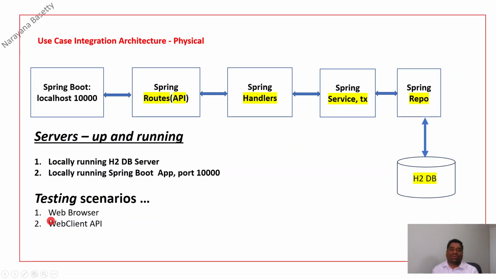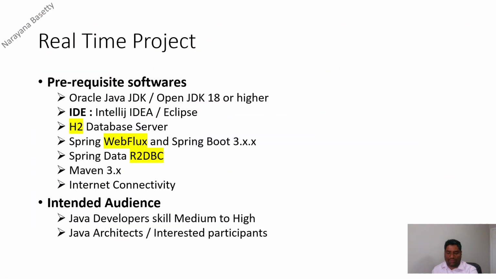Testing scenarios could be web browser and web client API. So here I'm going to use the web client API for all the testing scenarios if you want, or for a few we can use the web browser for testing, like getting the details. We can use the browser level. Okay, so I'm using that, which is also a web reactive client.